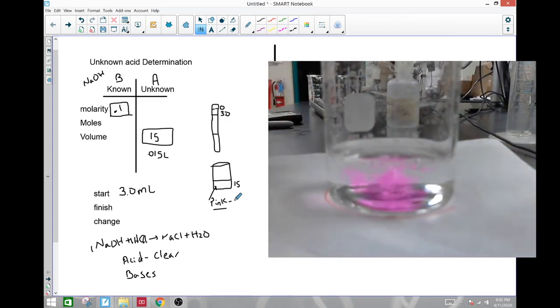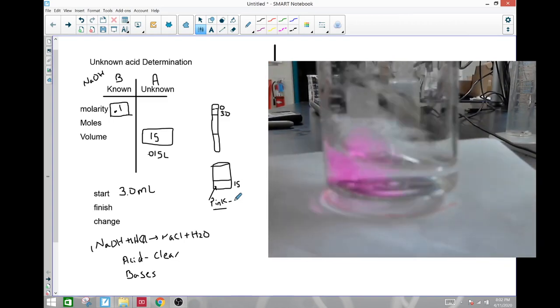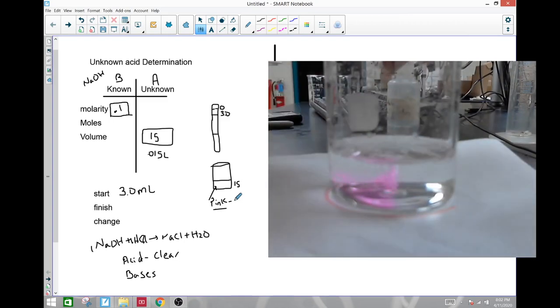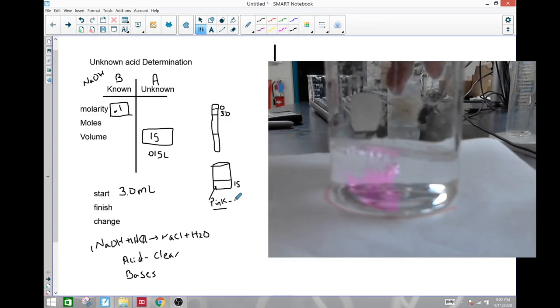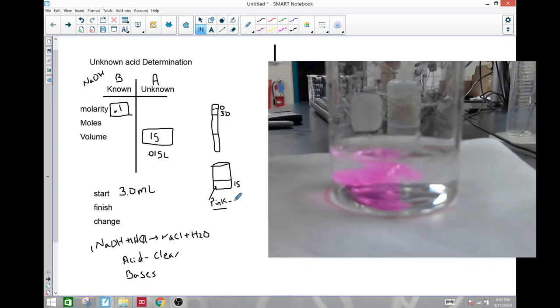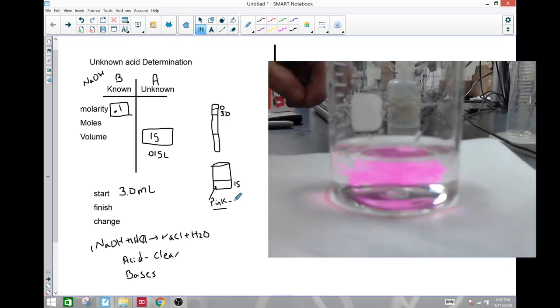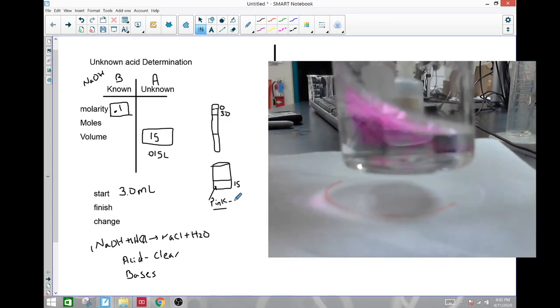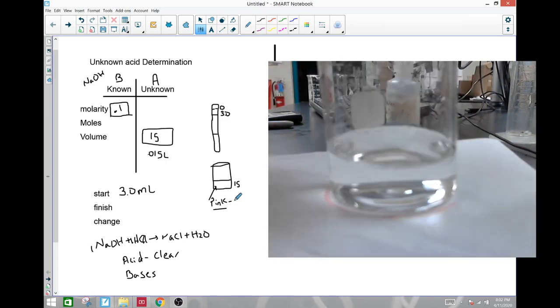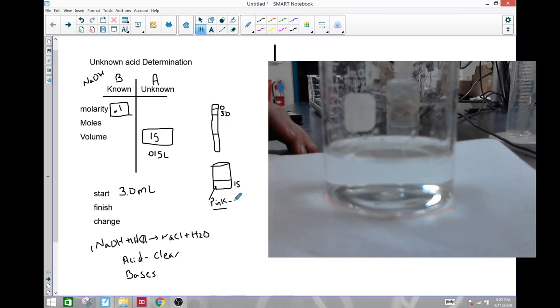Now there it goes, sticks around a little bit longer, starting to build up. That means my H plus ions are slowly being worn away and ended. So there it sticks around. But if I swirl this, it'll go clear, and it does. So we'll take a moment and keep right on going.